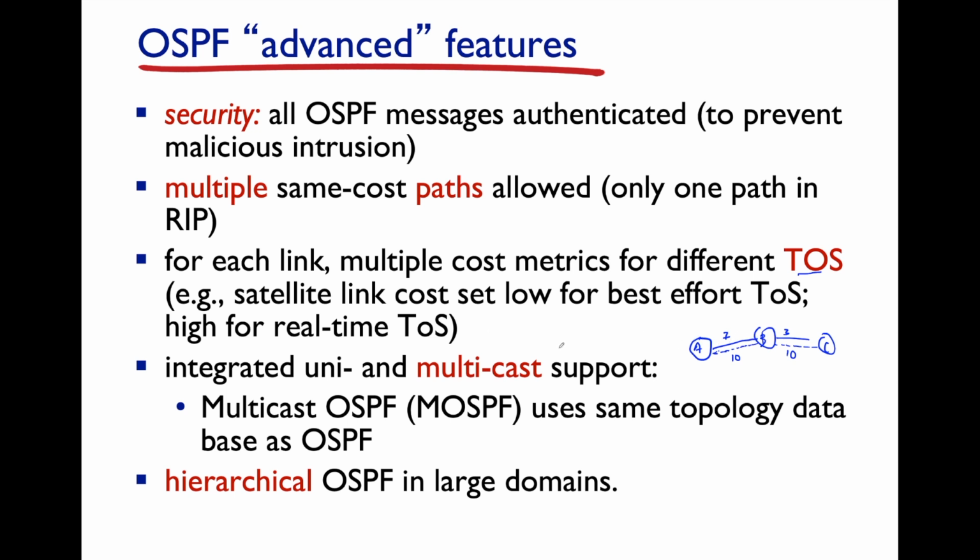If you want real-time marking for your type of service, well, real-time means you want the upper bound on the time for delivery across that link to be relatively small. Now, since satellites take a long time, then you'd increase the cost of the satellite link if you're interested in real-time performance for your end-to-end flow. And so OSPF allows you to differentiate the path that's taken based on things you can mark in your datagram.